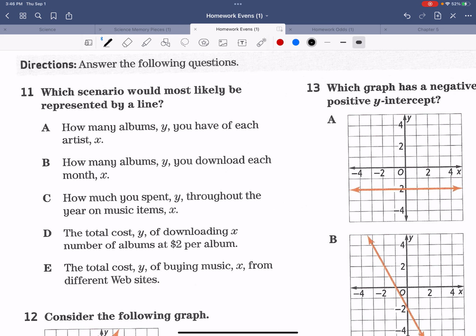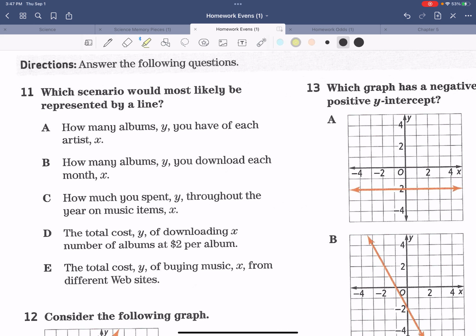How many albums Y you have of each artist X? How many albums Y you download each month X? How much you spent Y throughout the year on music items X? The total cost Y of downloading X number of albums at $2 per album. The total cost Y of buying music X from different websites.